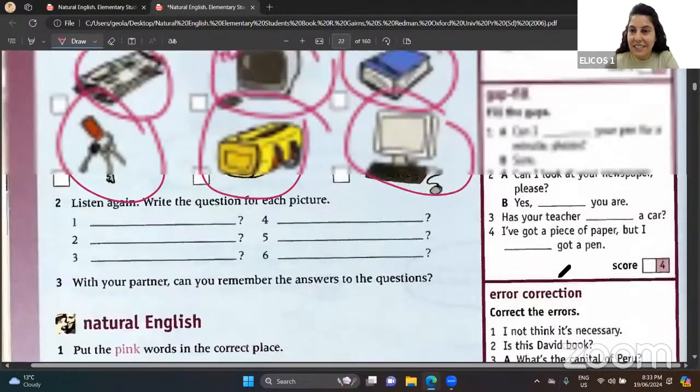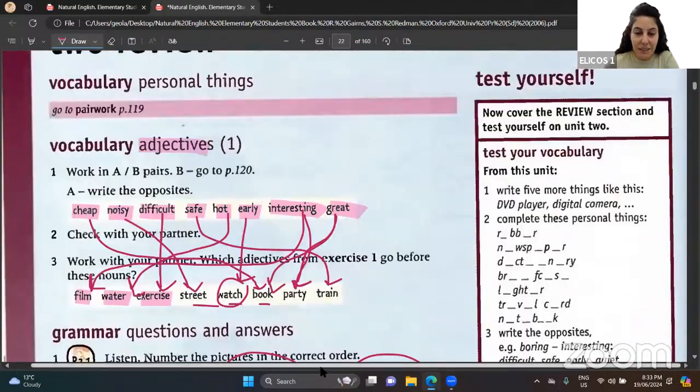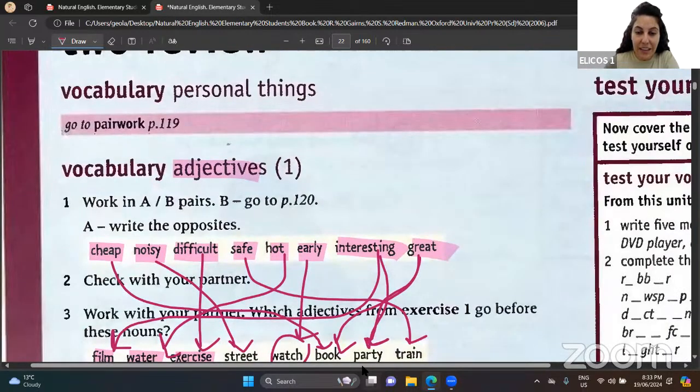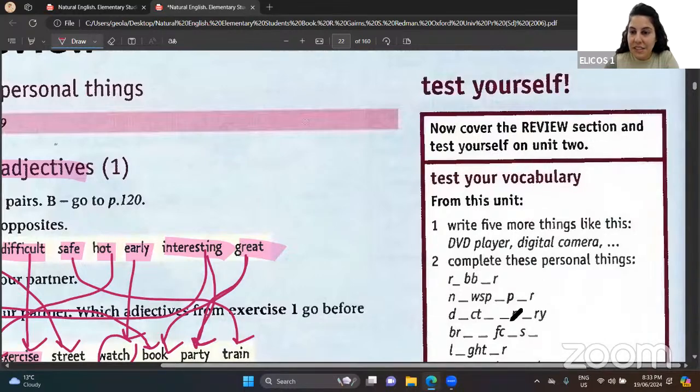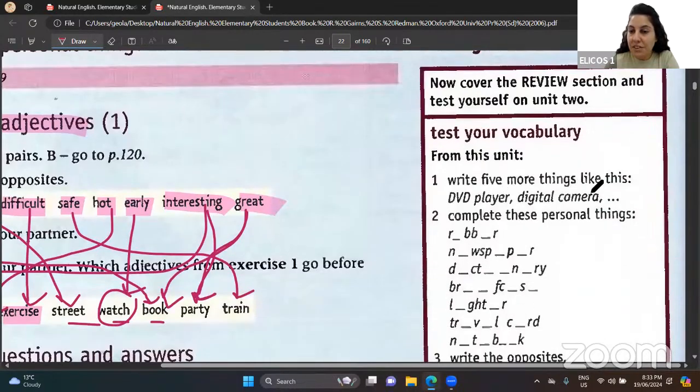Okay, so let's see that we have done our test, that we have tested ourselves and we understand. So it says write 5 more things like this. So DVD player, digital camera. You can also say now we have an iPad or a tablet, or what other objects? Glasses, that's an object. Water bottle, watch.